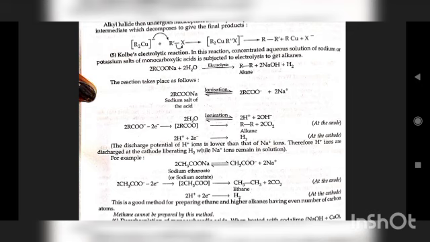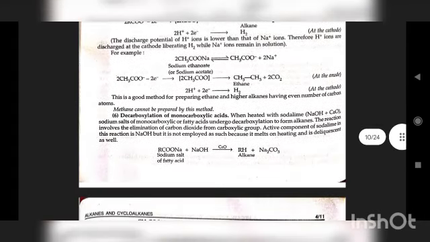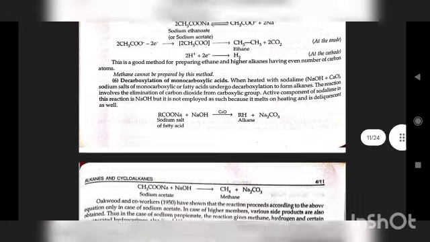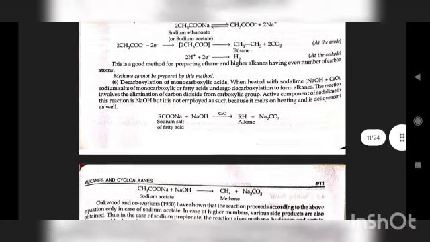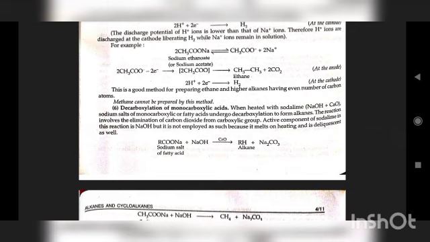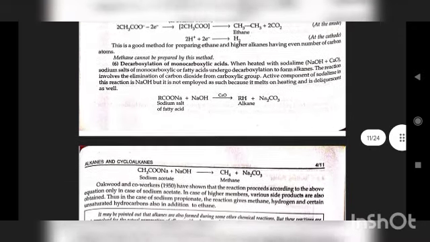For example, 2CH3COONa in equilibrium gives 2CH3COO negative plus 2Na positive. 2CH3COO negatives minus 2 electrons gives 2CH3COO, which gives ethane plus 2CO2 at the anode. 2H positive plus 2 electrons gives H2 at the cathode. This is a good method for preparing ethane and higher alkanes having even number of carbon atoms. Methane cannot be prepared by this method.